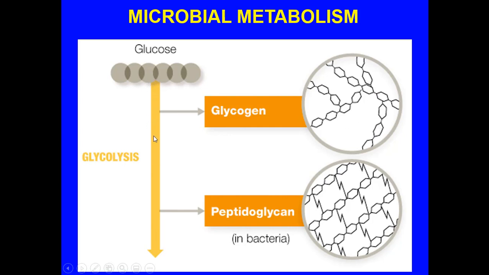Now, further down, we take another intermediate and we can make our peptidoglycan. If you remember peptidoglycan, that's one of the materials used in making the cell wall of some of the prokaryotes. Here are the sugars, and here are the peptidyl cross bridges. You'll see this in bacteria, of course.